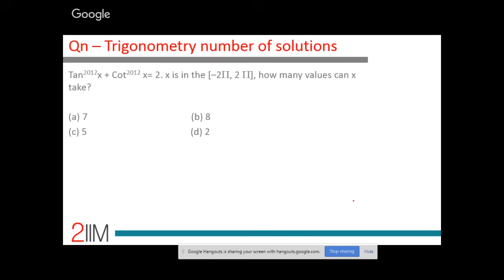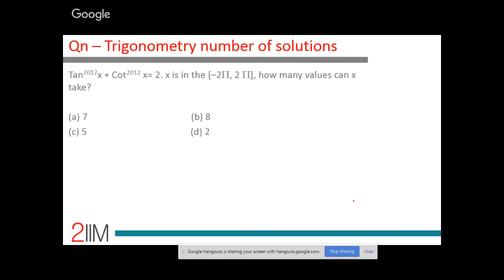Tan to the power 2012x plus cot to the power 2012x is equal to 2. Let's start with this. First up, tan to the power 2012x. What does that give you? 2012 is an even number. What does it mean? What do we know straight away? Tan to the power 2012x is always positive. Cot to the power 2012x is always positive. And so these are two positive numbers.